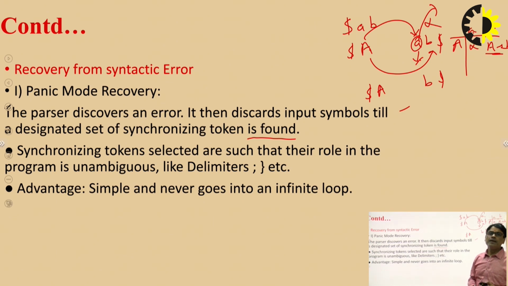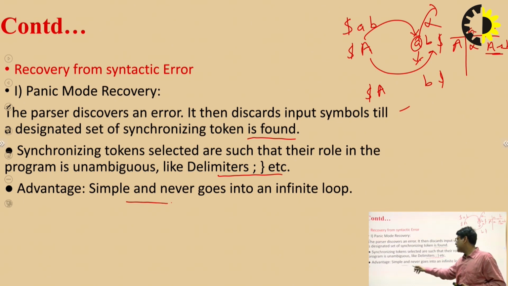What do we have to do? We have to eliminate the particular part which indicates an error or a blank entry. So we eliminate the particular input from the input alphabet, and again find a sequence such as A produces B, and put that, and through that we execute the parsing technique. But the problem is that synchronizing tokens are selected such that their role in the program is unambiguous, the most important being delimiters, which will not generate any effective value in that particular code. What is the advantage?